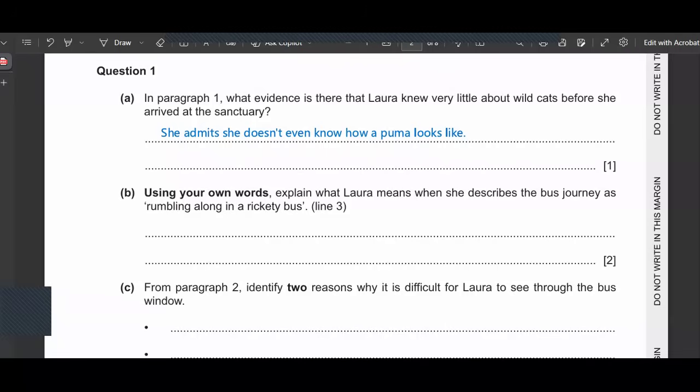Question B says: using your own words, explain what Laura means when she describes the bus journey as rumbling along in a rickety bus. For this question, we can clearly see that one phrase has been given, rumbling along a rickety bus, so that means this phrase has been used somewhere in line number 3. The thing we need to pay very close attention to is the instruction in the question. The question clearly states, using your own words.